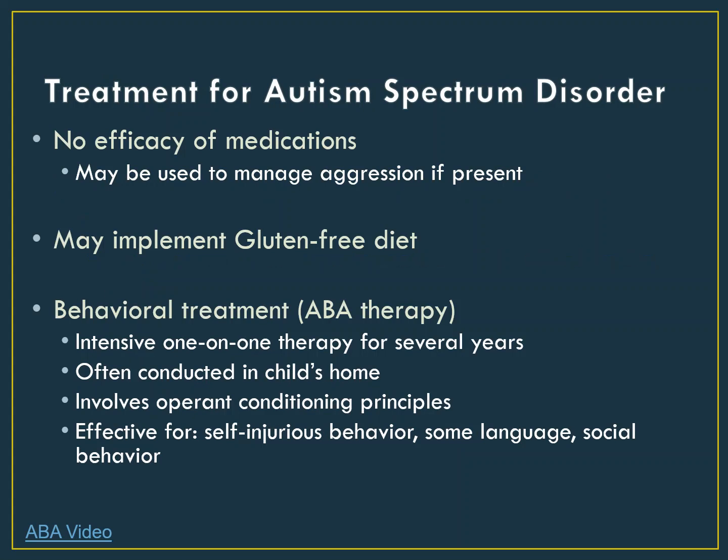In terms of treatment, there are no good medications for autism spectrum disorder. Medications may be used to manage certain behaviors, like aggression, but they will not cure the disorder. Some parents opt to implement a gluten-free diet and report improvements in certain symptoms. But again, this is more anecdotal than anything. The main treatment recommended for autism spectrum disorder is something called ABA therapy, or applied behavioral analysis.